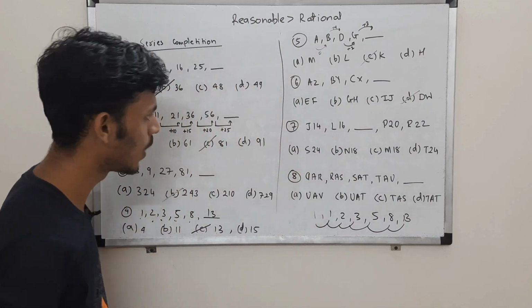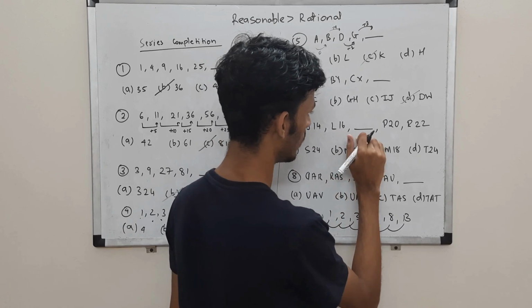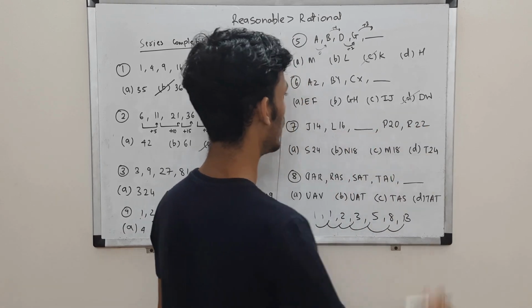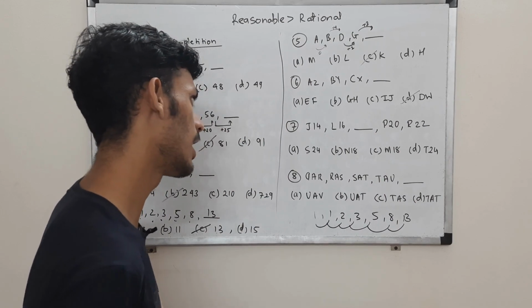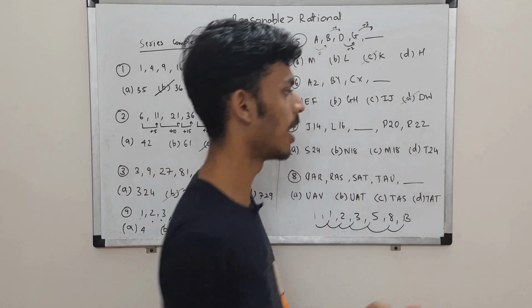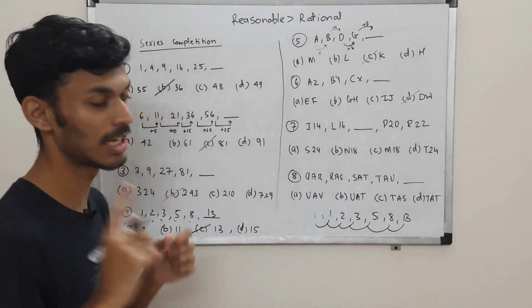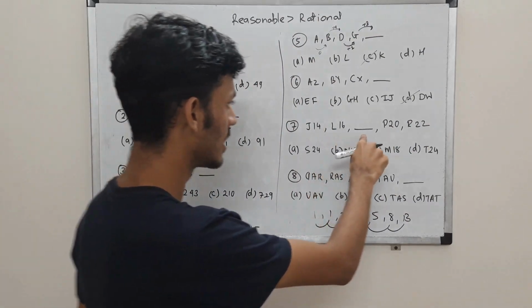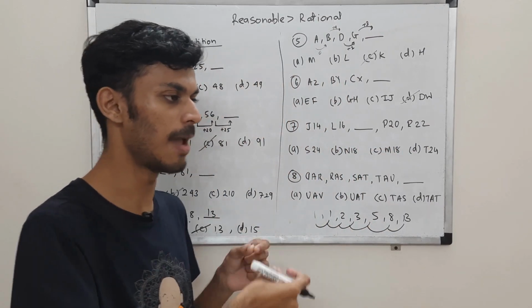Okay, let's come to this one. Here we have letters and numbers: J14, L16, something missing, P20, R22. J, then we are skipping K. P, then we are also skipping Q. So every time we are skipping one letter. J, we went to L, so we skipped K. So after L we'll skip one letter, we'll skip M, right? L, M, N.